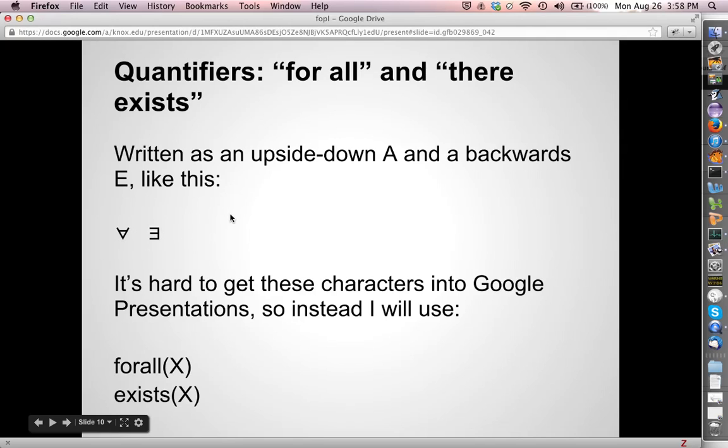It's actually hard to get these characters into Google Presentations, so I'm instead going to use pseudo functions. I can get them in, but the last time I tried, I had to open a separate Google Doc, get the symbol, and paste it in, which was kind of a pain. There might be some magic keystroke for it, but all of this is written using pseudo functions for all and there exists.